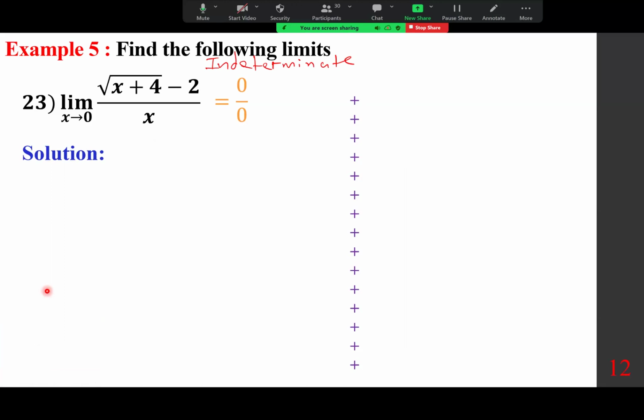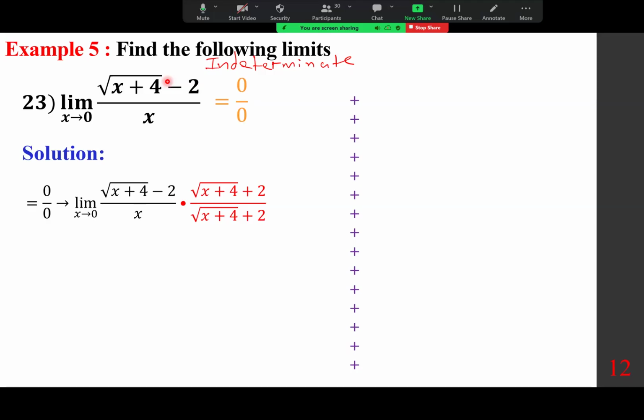And because it involves a square root, the algebraic technique is to multiply by the conjugate and divide by it. Please understand, you change this negative to plus, and it becomes the conjugate. The reason you multiply and divide is that this fraction equals 1, and it's acceptable. So we use the fact that a minus b times a plus b is a squared minus b squared.